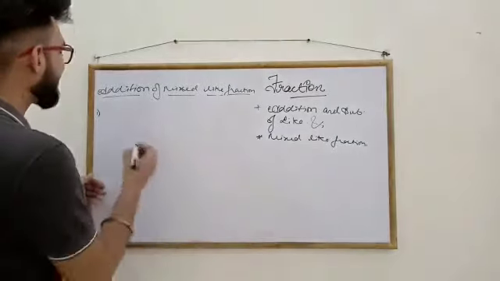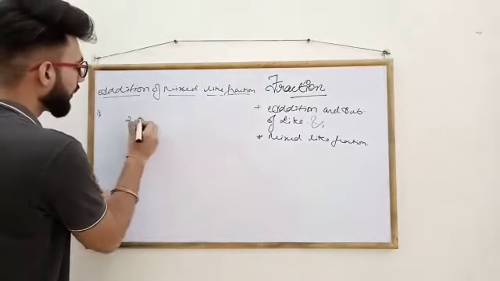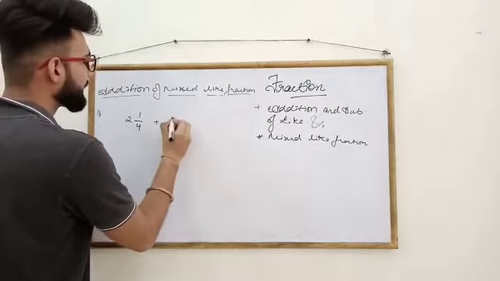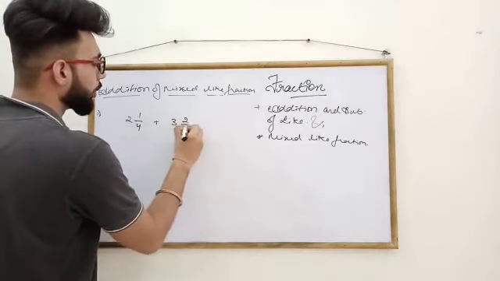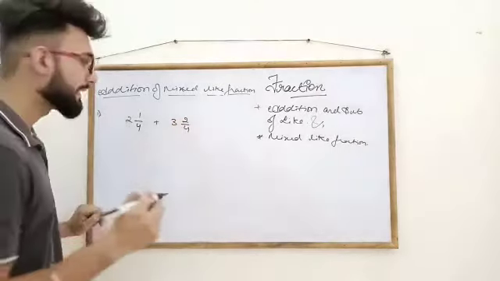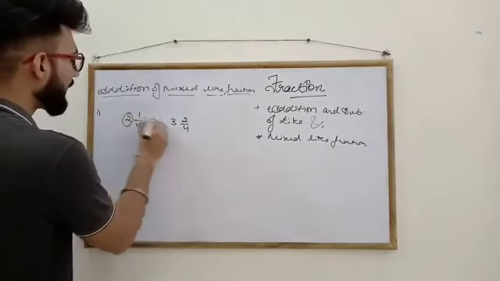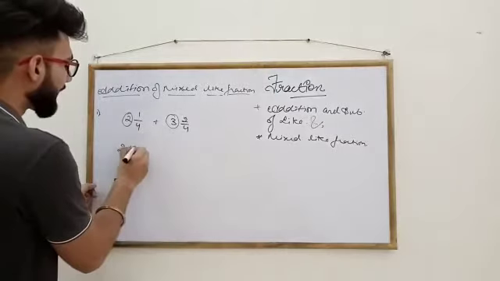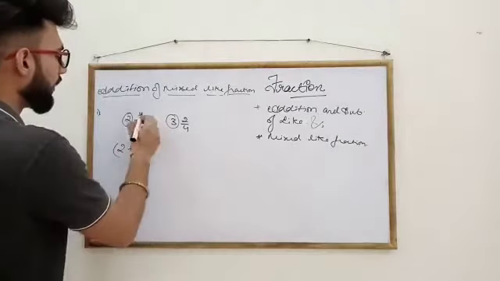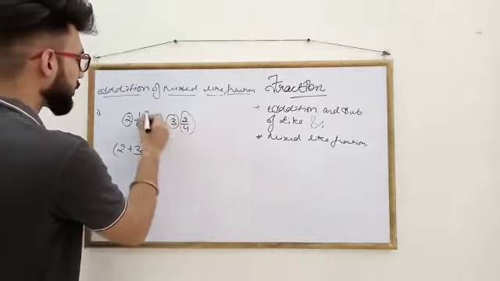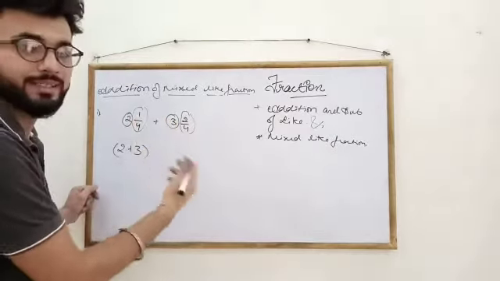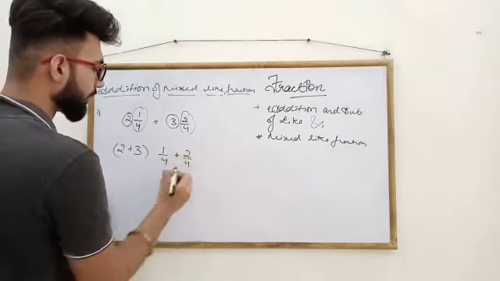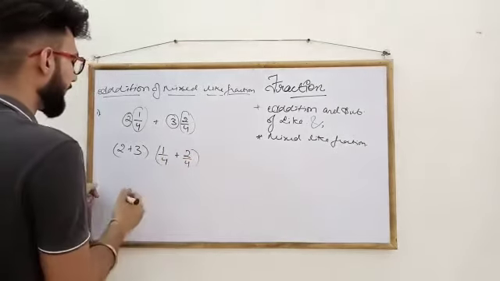Okay, so let's take an example as 2 whole 1 by 4, and the second number, let's take 3 whole 2 by 4. Firstly, we need to add the whole numbers. These whole numbers would be added separately, so 2 plus 3. Now, the remaining fractions, 2 by 4 and 1 by 4, would be added separately, like 1 by 4 plus 2 by 4.